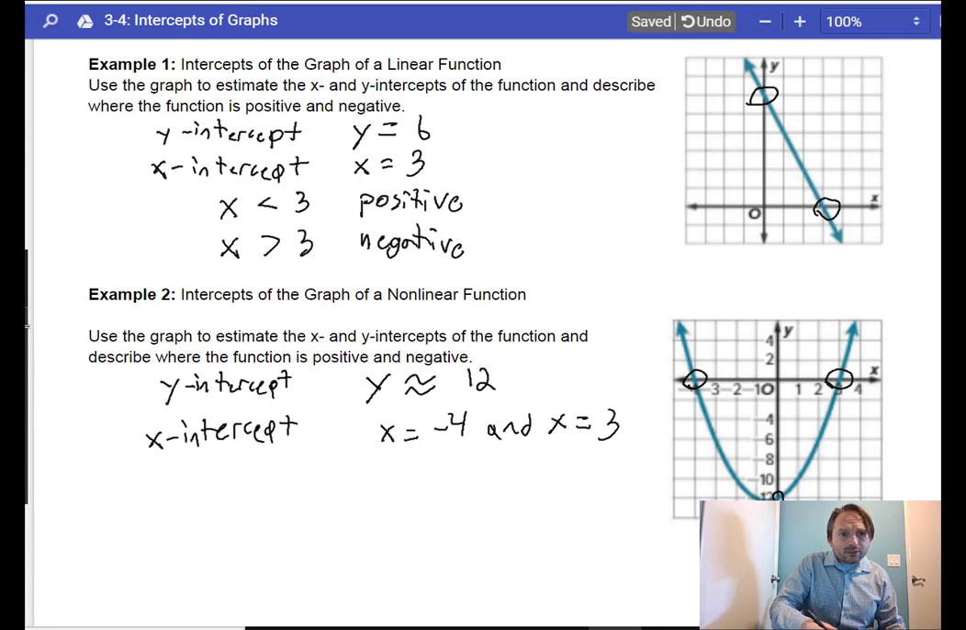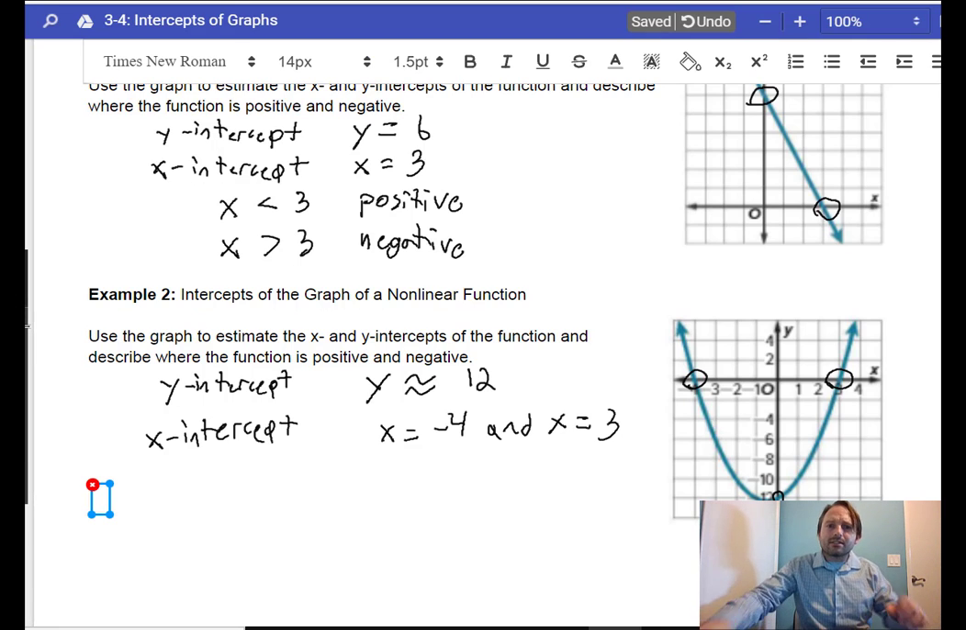And now I can go ahead and type in my result. I would say this function, now remember this is a function because it passes the vertical line test. For every input, there's only one output, and that's this. So although it's not a linear function, but that's okay.